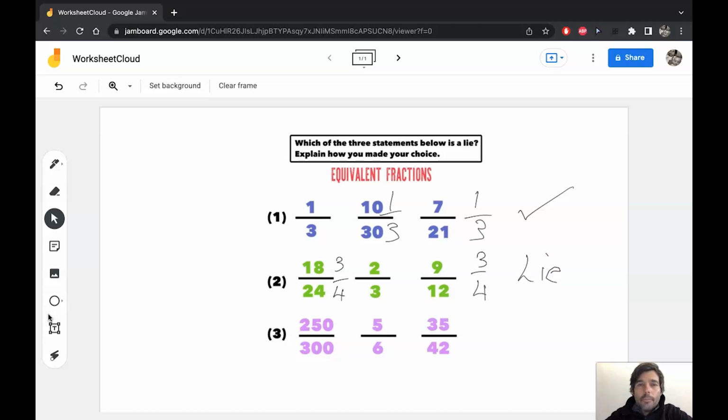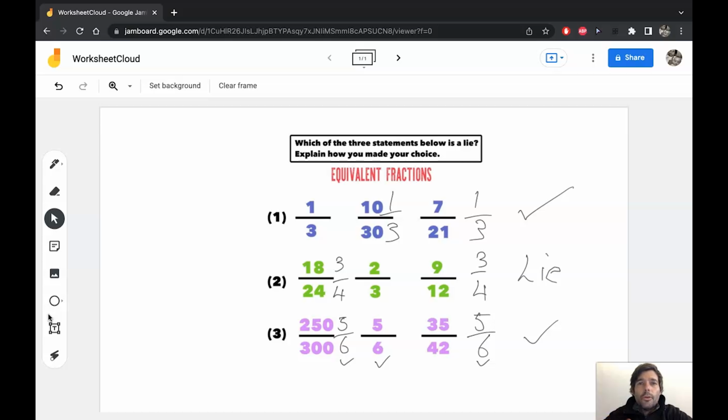But let's have a look at the third statement, because you never know what comes up. There might be 2 lies. We've got to check everything to be absolutely sure. So if I look at 250 over 300, I know that 50 goes into 250 5 times, and it goes into 300 6 times. And if I look at 5 over 6, it's already simplified. 35 over 42, I know my times tables, so I know that 7 goes into 35 5 times, and 7 goes into 42 6 times. So there we have 5 over 6, 5 over 6, 5 over 6. So we know that the third statement is also true, leaving you with statement number 2 as a lie.